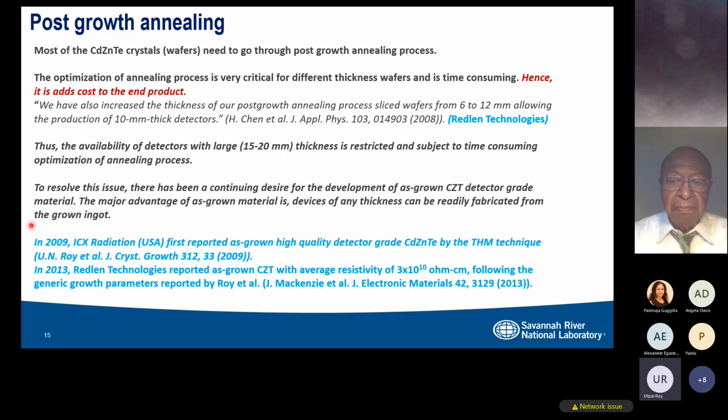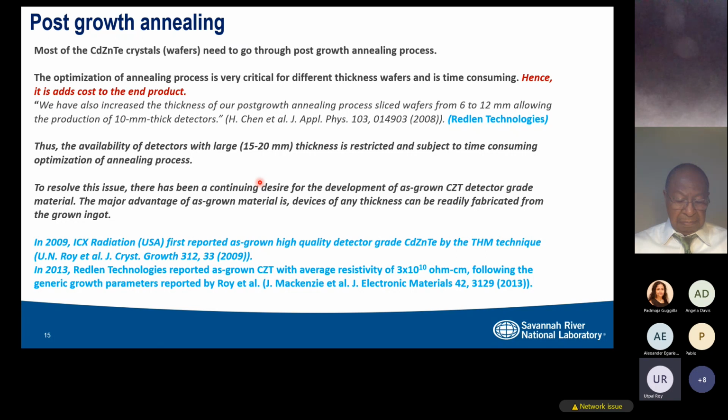In 2009, ICX Radiation first reported high-quality detector grade CdTe, cadmium zinc telluride, grown by the THM technique. So they first said that, okay, we do not need any post-growth annealing. We can grow it and just use it as a detector. So what they did: as I said before, for the traveling heater method, the temperature gradient people generally use is 100 to 150 degrees centigrade per centimeter. When you have that high temperature gradient, you may come out with a lot of problems.